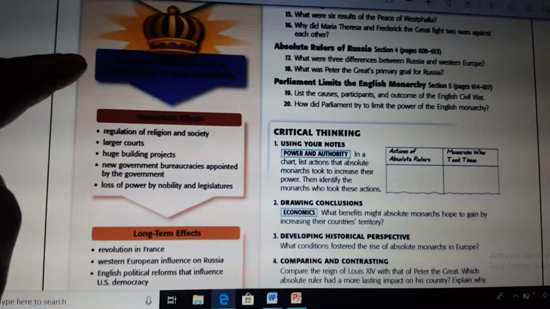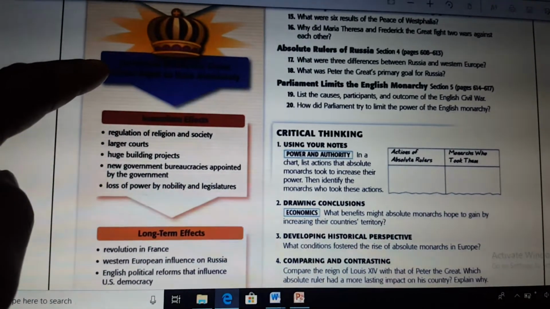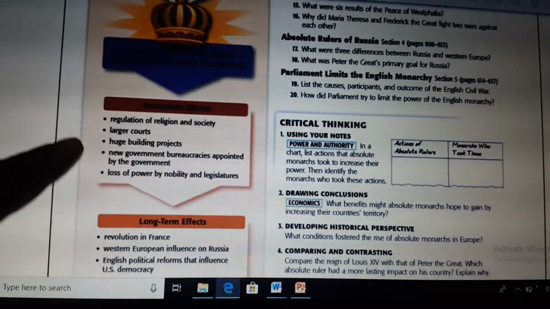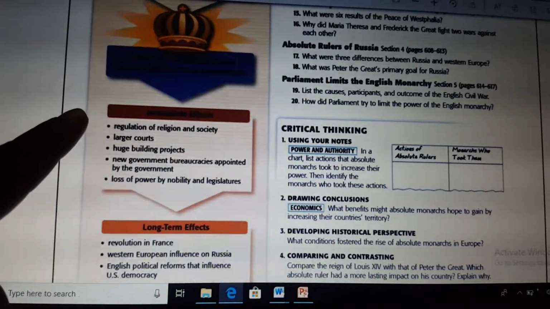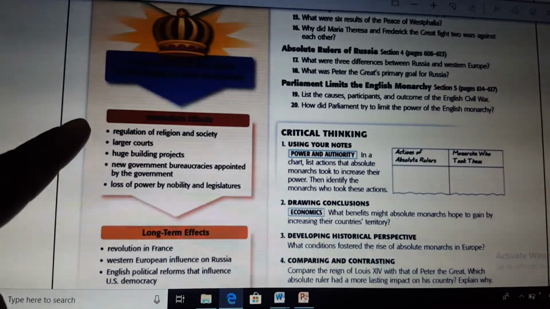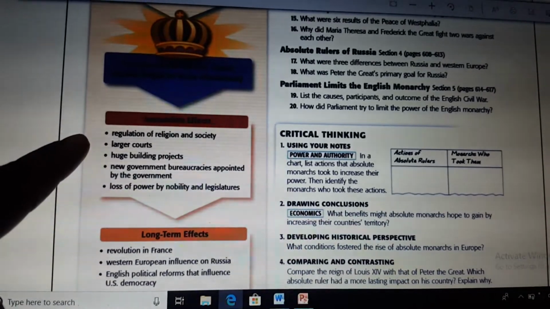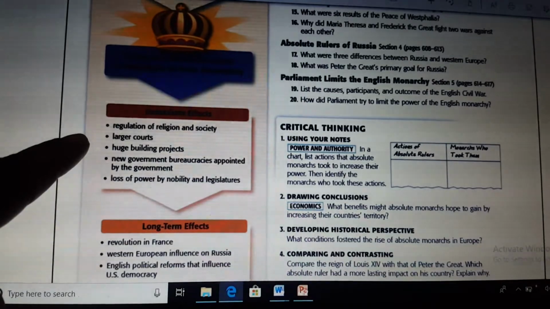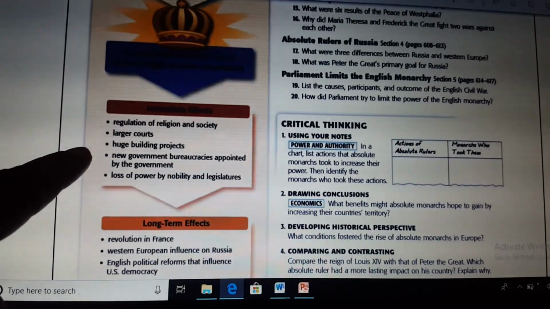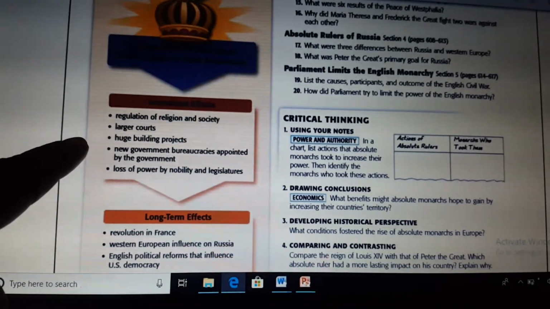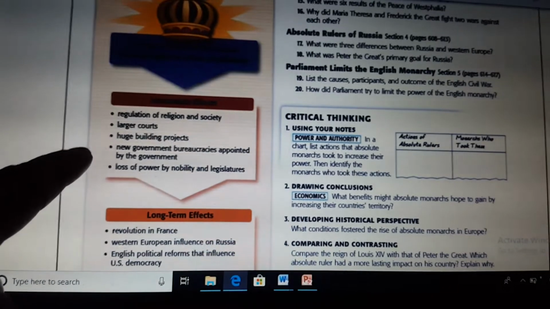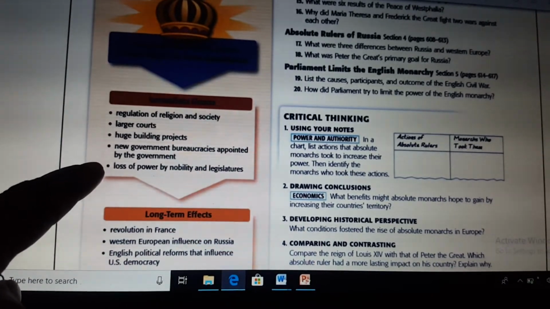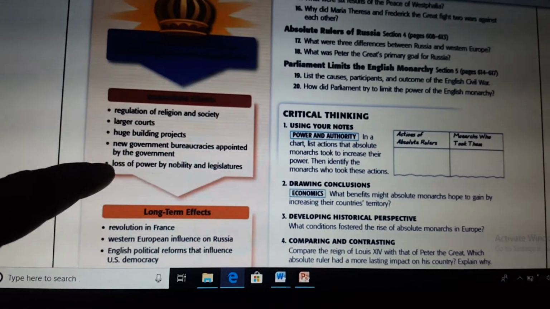European monarchs claim divine right to rule absolutely. Immediate effects: number 1, regulation of religion and society. Number 2, larger courts. Number 3, huge building projects. Number 4, new government bureaucracies appointed by the government. And last one, loss of power by nobility and legislatures.